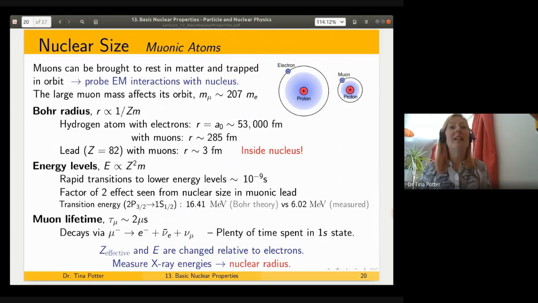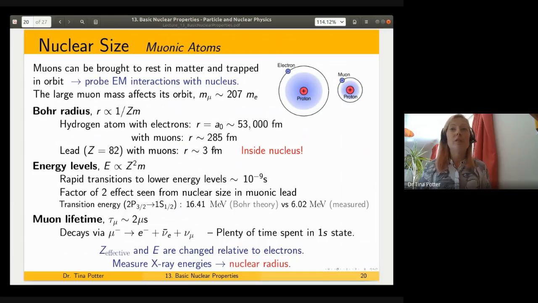And if you consider lead, for example, because it's got a much higher charge for that nucleus, it's going to orbit even closer, actually at 3 femtometers there. And that's actually pretty much inside the nucleus. So we can use this to probe the nucleus. As the muon is orbiting sort of inside the nucleus, it's going to change the way it orbits. And we can see when and where it's changing.